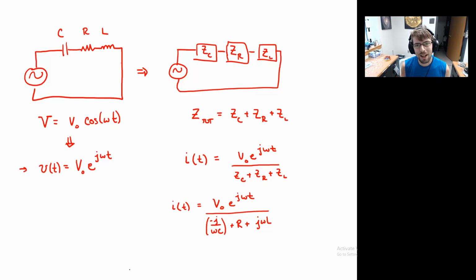But notice we're not playing around with differential equations and doing all these integrations anymore. We are doing straight out algebra. So let's finish this sucker. Might as well, off the cuff demonstration. Let's go ahead and finish it. So I have V naught e to the j omega t over R plus j, I'll put, omega L minus 1 over omega C.